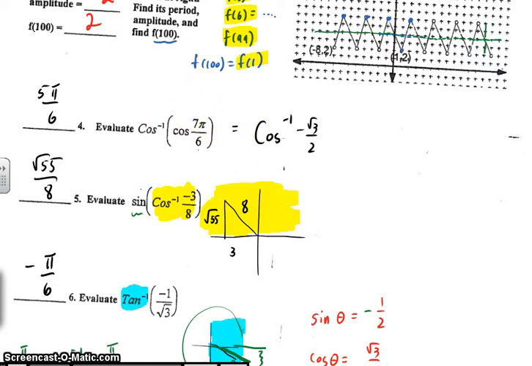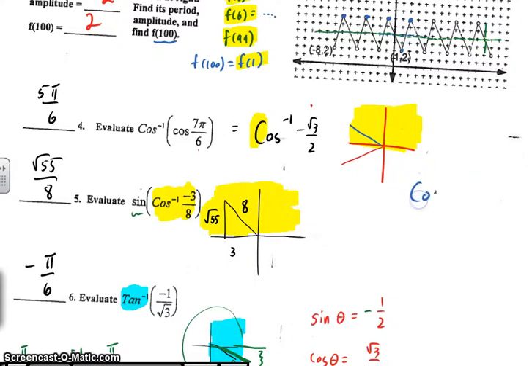But we have to remember that inverse cosine, with the capital C, has a range only between 0 and pi. And so we need to find the cosine of 7 pi over 6, which happens to be right there, and that cosine is negative root 3 over 2. Then we need to say what angle has that same cosine, but has to be between 0 and pi. And that angle is 5 pi over 6. So the answer to this is 5 pi over 6.